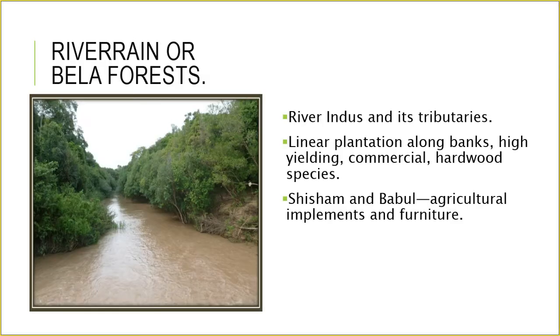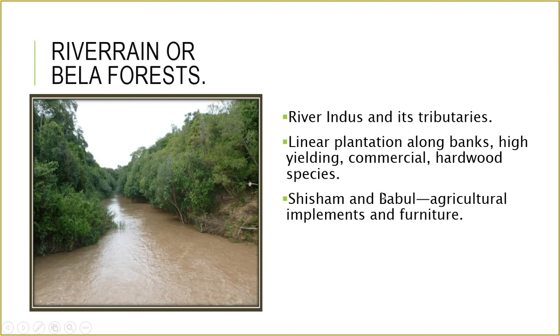So the next type of forest are the riverine or the BELA forests, and with the name itself, it's easy to learn their description and location. They are located along the river Indus and its tributaries. They basically line the river Indus and its tributaries. They are linear plantations, meaning they grow in rows or in the form of a line, along the banks of the rivers. These species are high yielding. They are commercial forests, and they provide for the hardwood species.